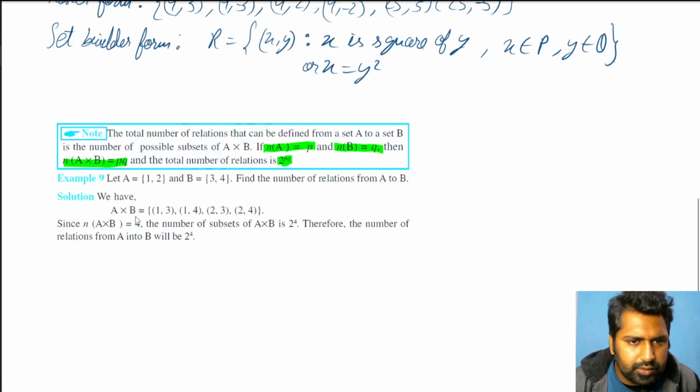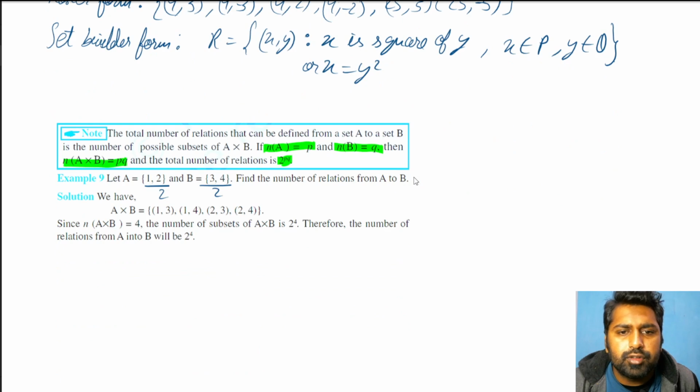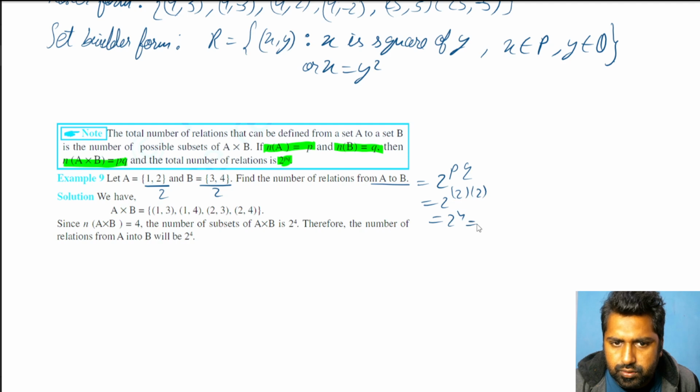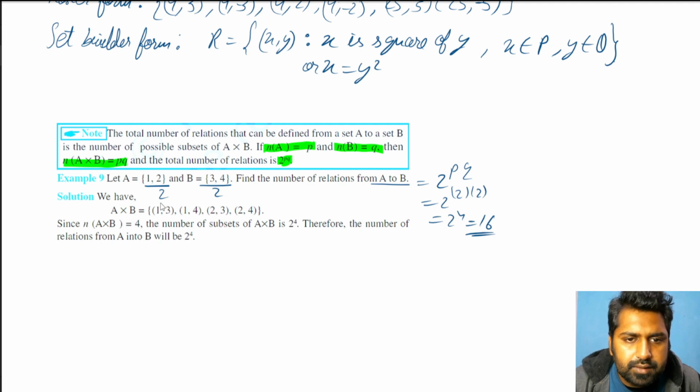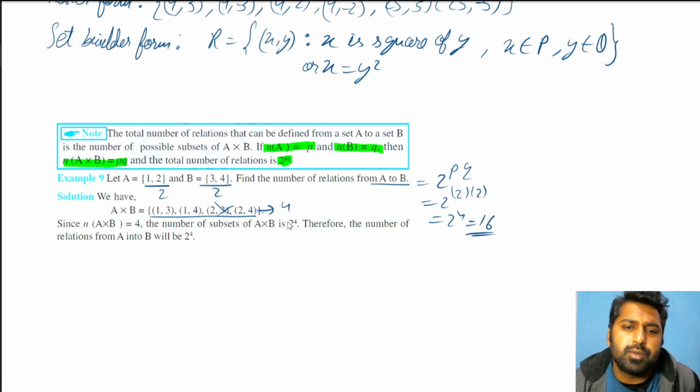there is one example. I think the solution is already there. Anyway, A has 2 elements, B has again 2 elements. He is saying find the number of relations from A to B. So again, first for that we need this is your P, this is Q. So number of relations is 2 raised to power PQ. So 2 raised to power 2 into 2, that's 2 raised to power 4, that's 16. Either you do this directly, or I told you that A cross B will have how many elements? Just write down A cross B will have 4 elements, 2 into 2, 4. And for that, just try to write down how many subsets are possible. The number of subsets is the same as the number of relations.